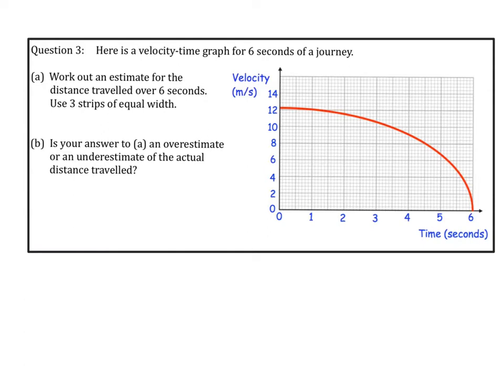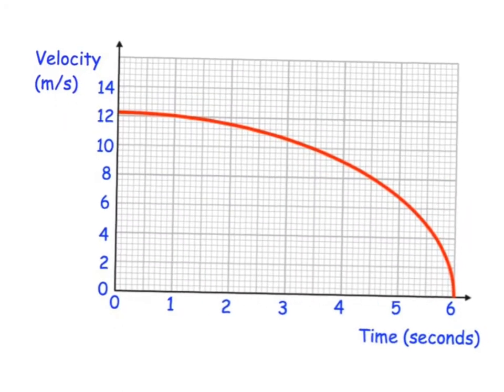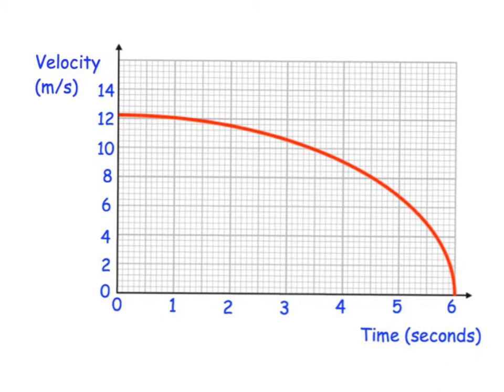Before I do so, if I read the first question, it says, work out an estimate for the distance travelled over 6 seconds. Use 3 strips of equal width. So I need to make sure I'm splitting my graph into 3 equal strips. Okay, so I've got my graph here. I need to split it into 3 equal strips. So I've got 6 seconds in total, so if I split that into 3, that's going to be 2. So every 2 there's going to be another strip.